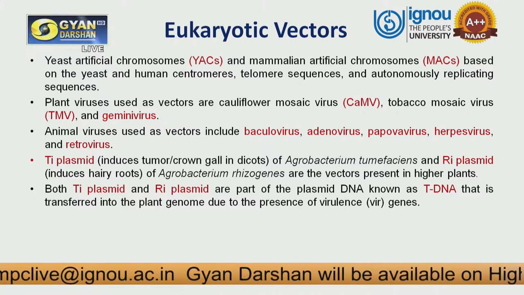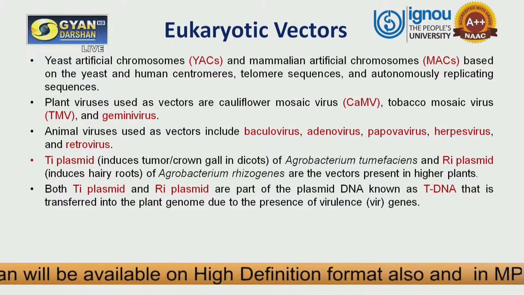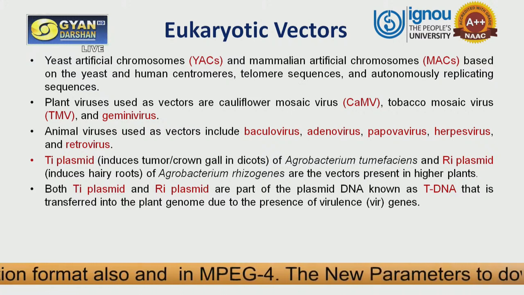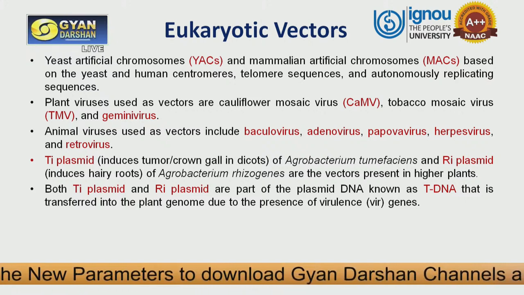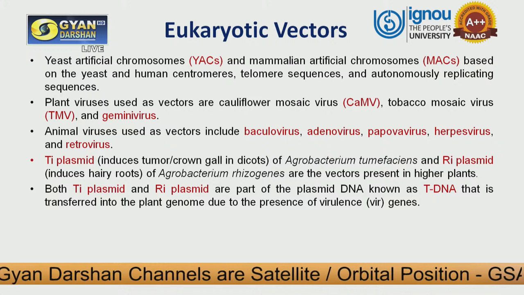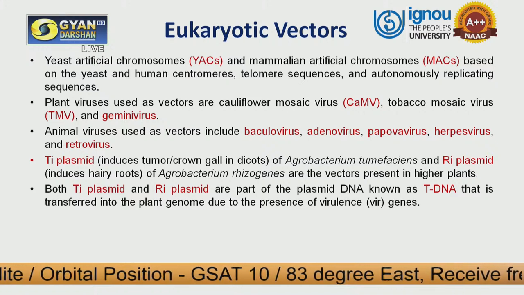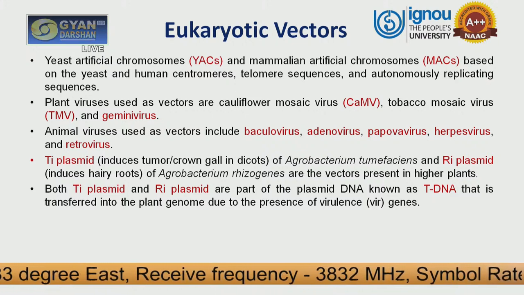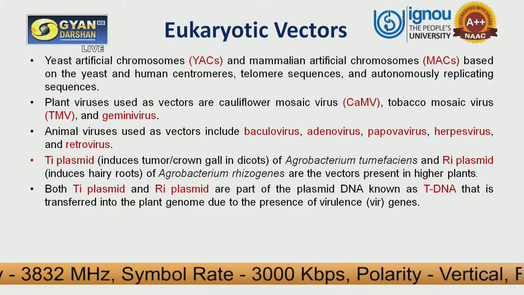Another important example of a vector is the Ti plasmid. This Ti plasmid induces tumor or crown gall in dicots, and it is caused by the bacterium Agrobacterium tumefaciens. Whereas another plasmid is called the Ri plasmid, which induces hairy roots under natural conditions, and this is caused by a bacterium called Agrobacterium rhizogenes. These vectors are used to infect higher plants.